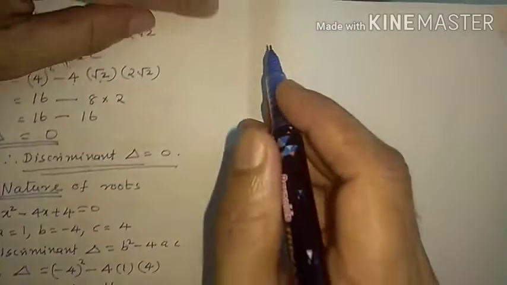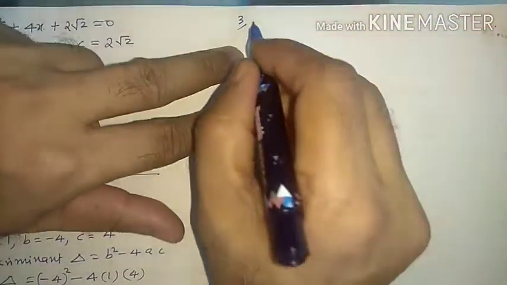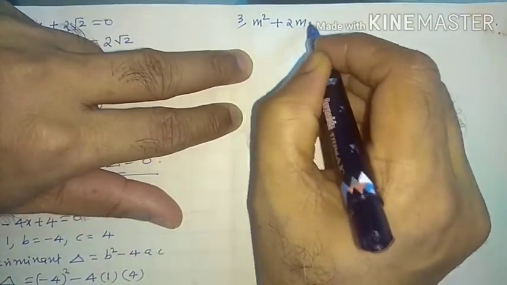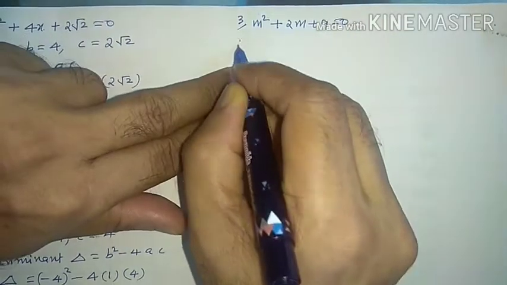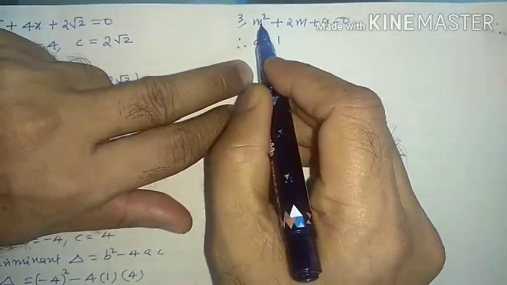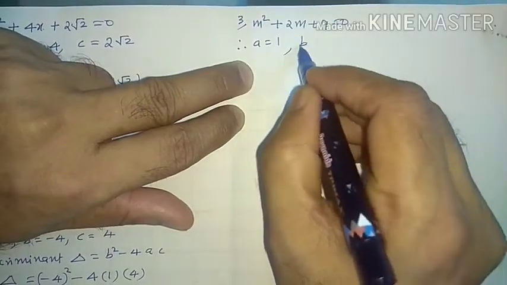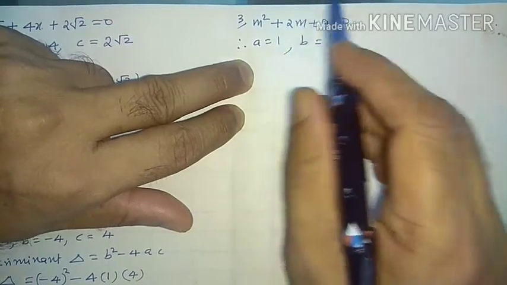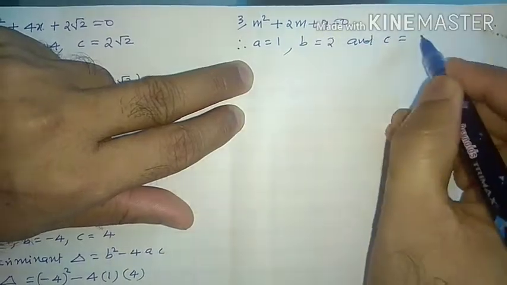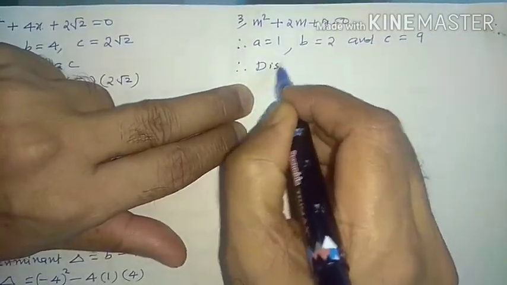Now we pass on to question number 3. This is m square plus 2m plus 9 equal to 0. Here a is the quadratic term coefficient, 1. B is the coefficient of the linear term, 2. And c is the constant term, 9. Here also we find out the discriminant.